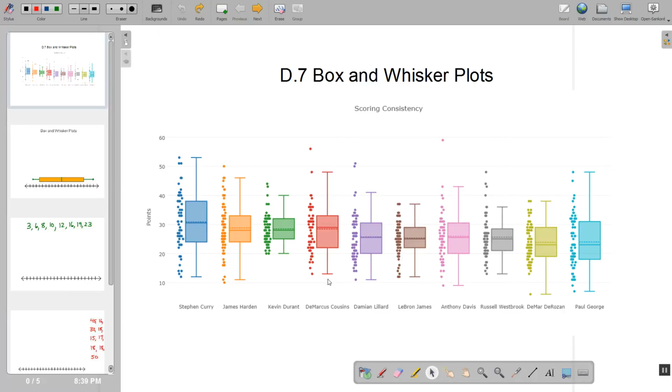In fact, the picture I'm showing you here is labeled scoring consistency, and these are the 10 highest scorers in the NBA over the last season. And it took the data and broke it down into box and whisker plots for each player. This is not a common way to represent the data, but in this specific case, it was incredibly valuable to do it this way. And at the end of this presentation, we're going to come back to this slide, and we're going to answer some of the questions about it using our new knowledge of box and whisker plots.